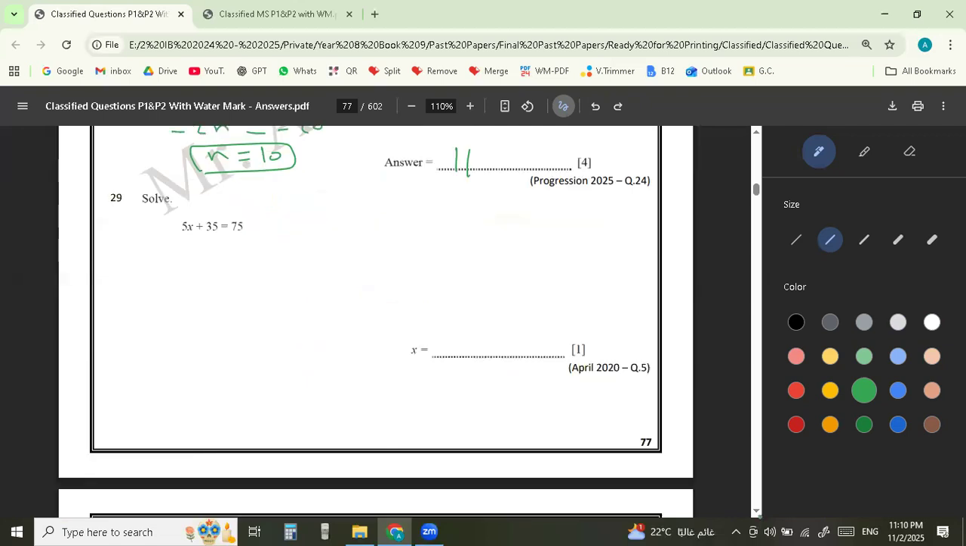Solve this equation. 5x equals, send the 35 there with the negative sign. So 75 minus 35. 5x equals 40, x equals 8.